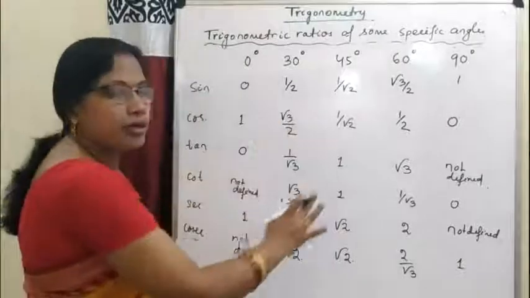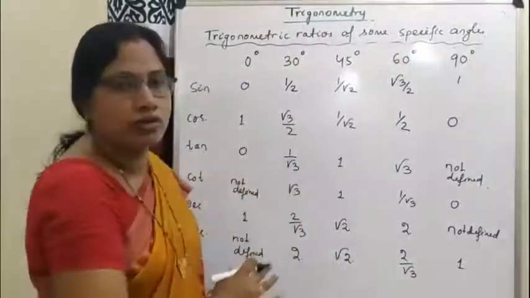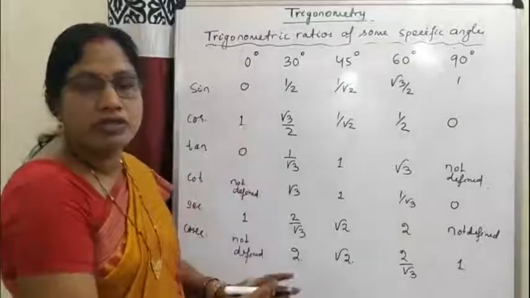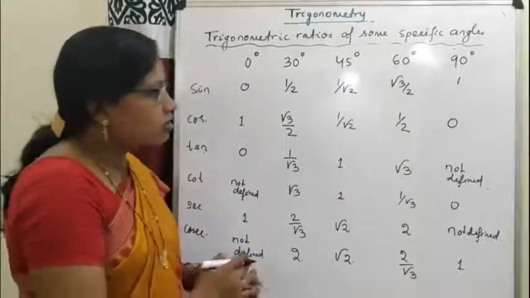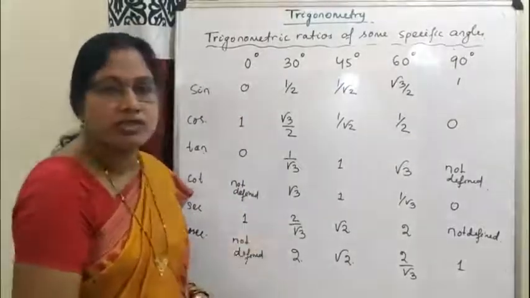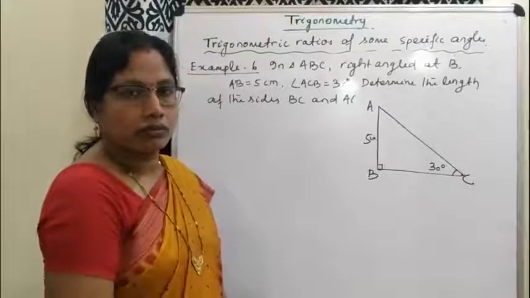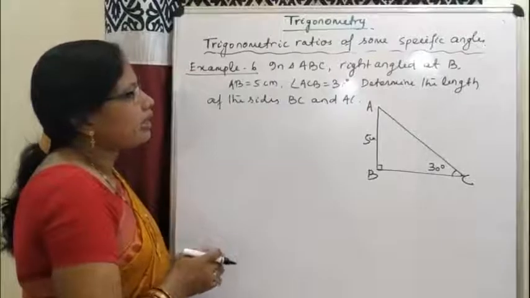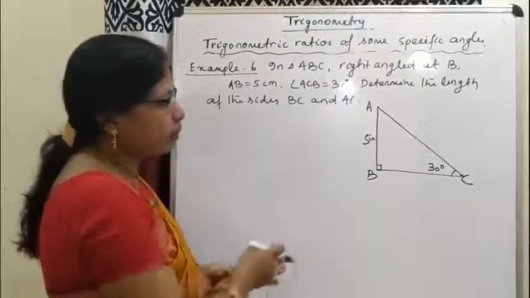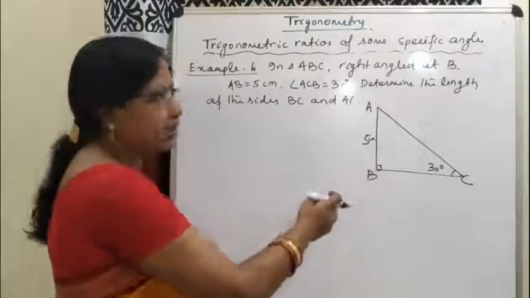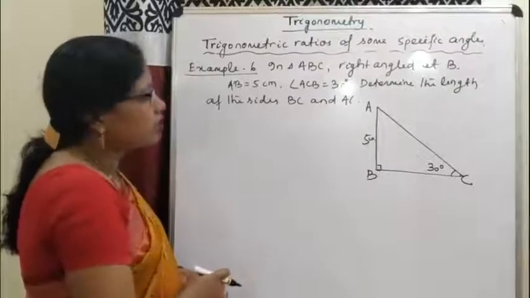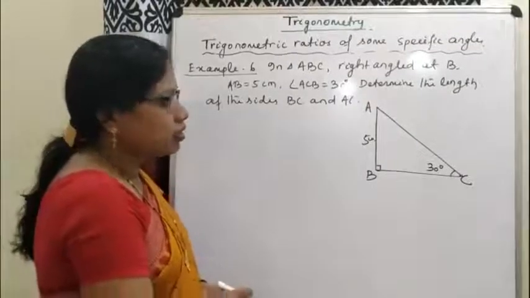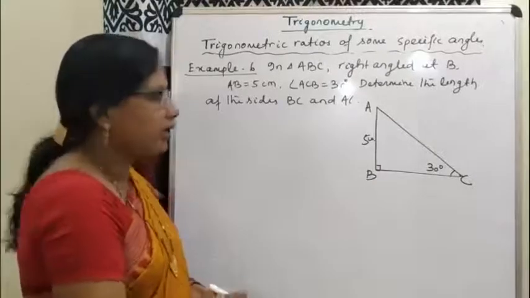So you have to remember all the values so that you will be able to apply these values in solving problems. So let us solve some problems by using these values. Let us solve this question. Example 6. In triangle ABC, right angle at B. Here angle B is 90 degree and AB is 5 centimeter. Angle ACB is 30 degree. So we have to find BC and AC.